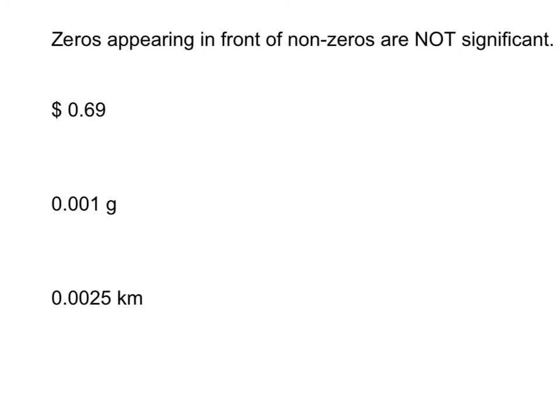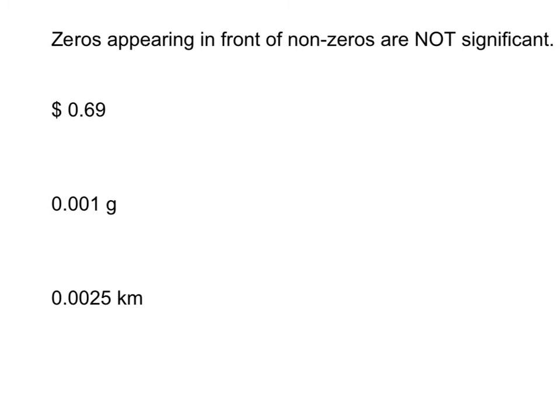Generally, if there are going to be what are known as leading zeros, more than likely there's going to be a decimal point that is involved. So in this first case, you'll notice we have 69 cents. Okay, that zero, it comes before a non-zero.